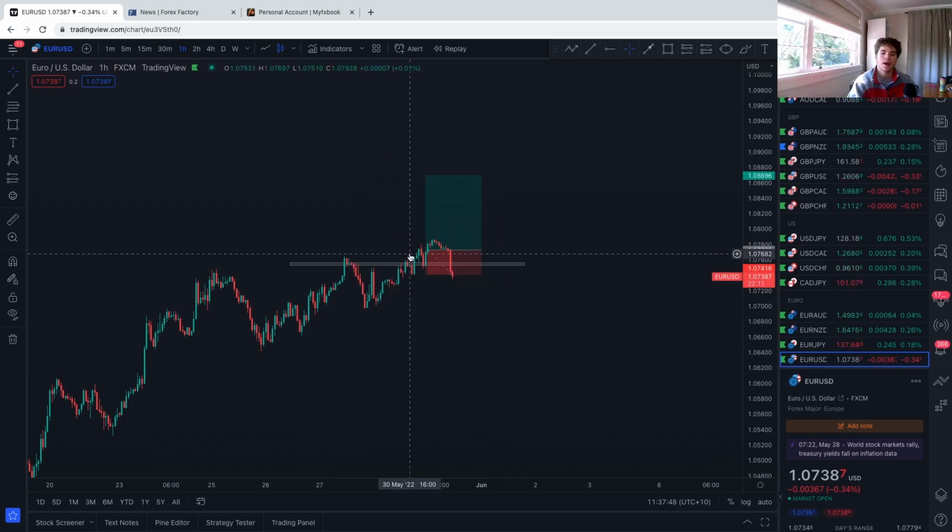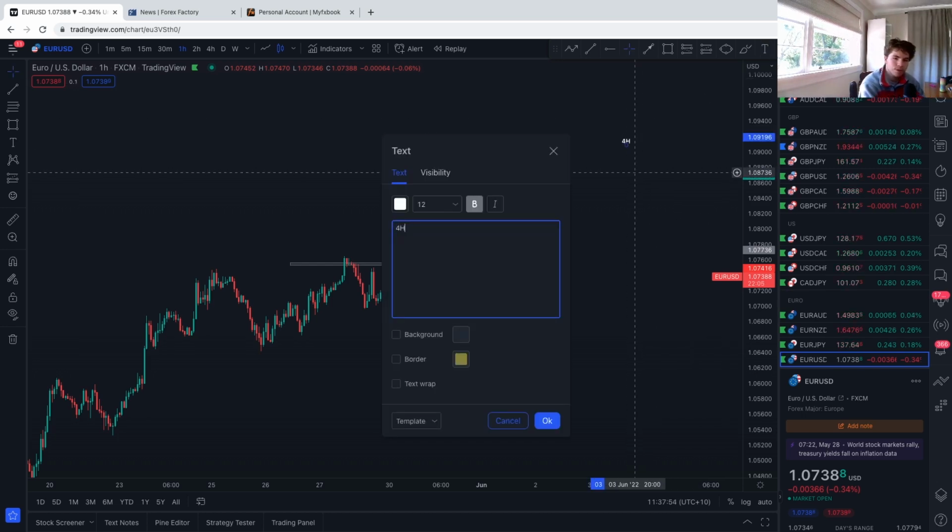As always, we'll take it very simple. We'll look at the 4H breaking and closing. Then we want to see the 1H push back to key level or key structure. And then we want to see the rejection with wicks, engulfing candles, and patterns.